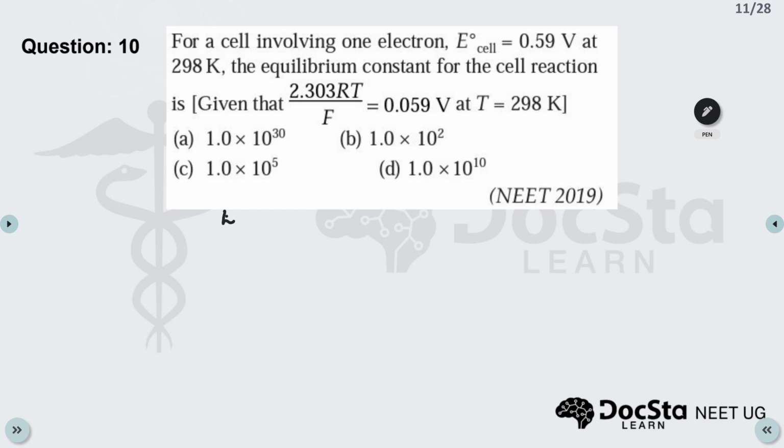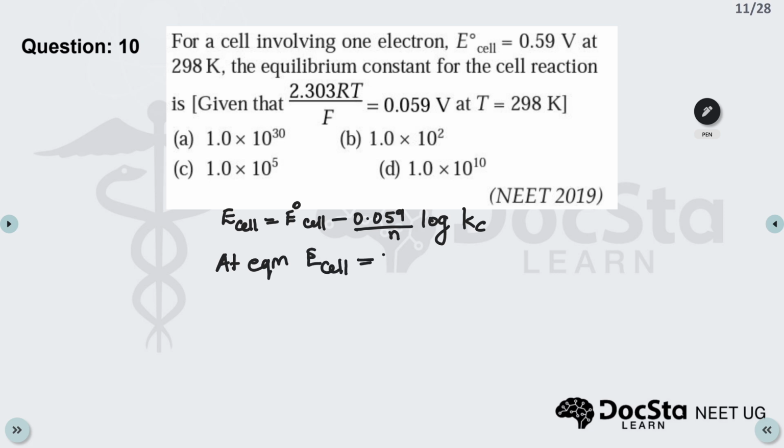According to the Nernst equation, we know E cell is equal to E0 cell minus 0.0591 by n log Kc. This is another expression relating the equilibrium constant and the cell potential. Now we know that at equilibrium, E cell is equal to 0, isn't it? EMF of the cell at equilibrium is equal to 0. Therefore, you can write the above equation as E0 cell is equal to 0.059 by n log Kc.